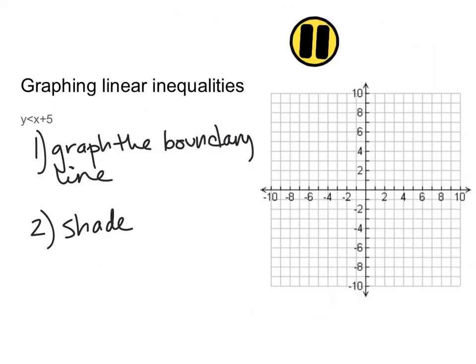All right, so I want you to try graphing y is less than x plus 5. So start by graphing the boundary line, decide whether it's solid or dashed, and then shade in the correct side, and check a point to decide which side to shade. See if you can do it. Go.